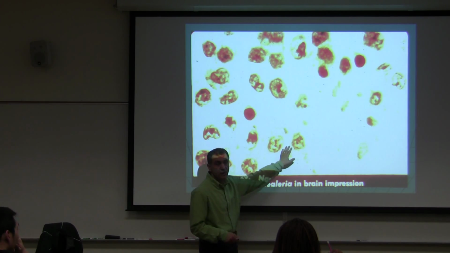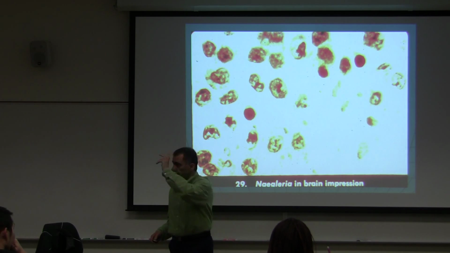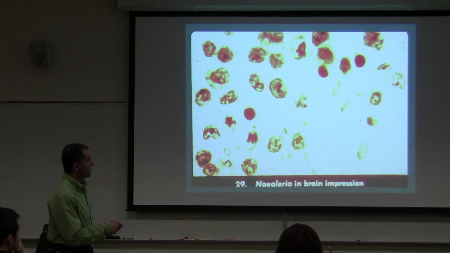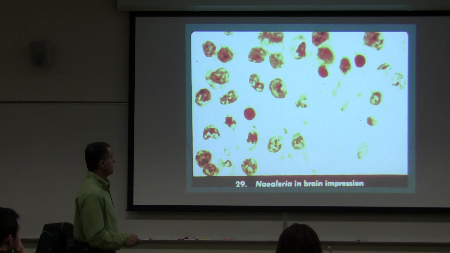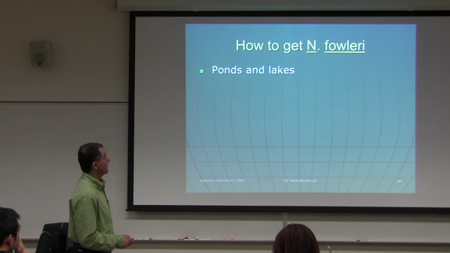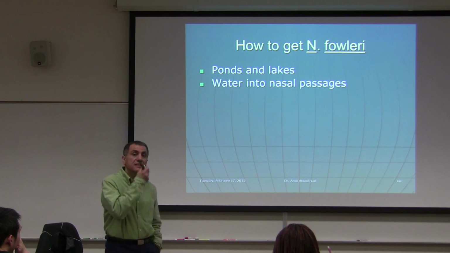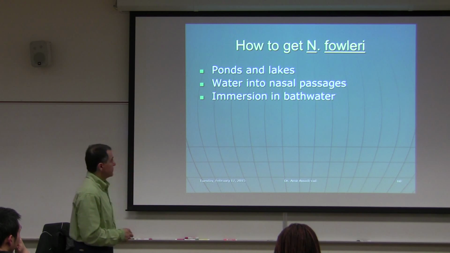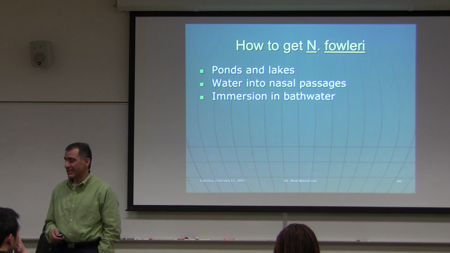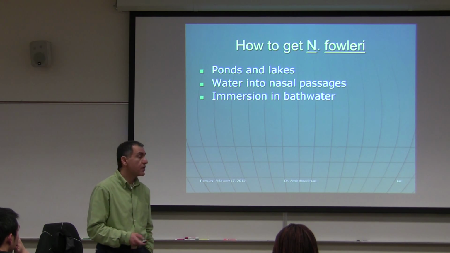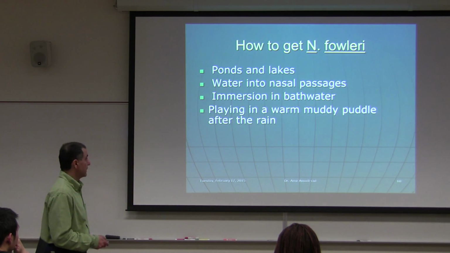You do have it in 2x2 slides for your lab practical purposes. So in the lab practical exam, you might see this and be asked what is the name of the organism: Naegleria. How do you get Naegleria? In ponds and lakes, water into the nasal passages, immersion in bath water, like, as I said, in baptism. It's been reported, and some people got it during baptism.